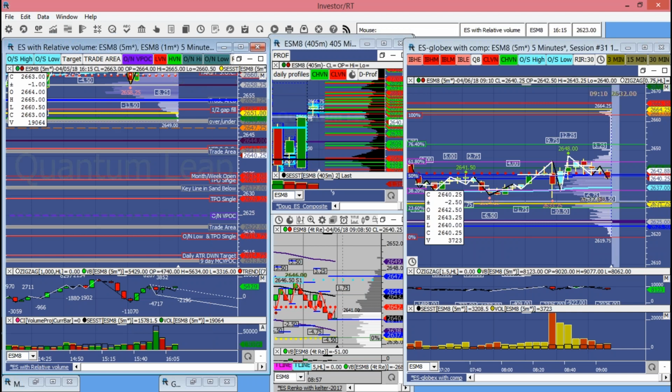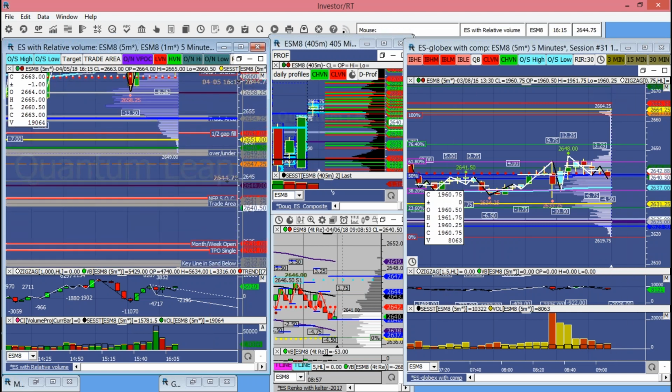It might shift before we get into the RTH session, so we'll just have to watch that. All right, hypos. My main hypothesis is an open auction out of range.